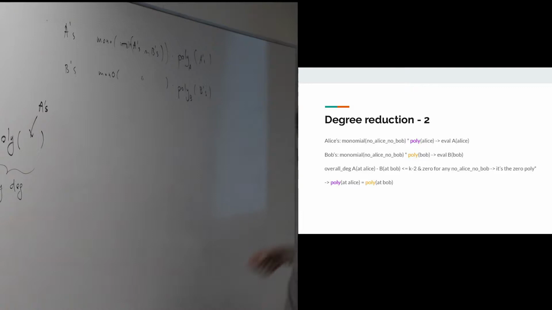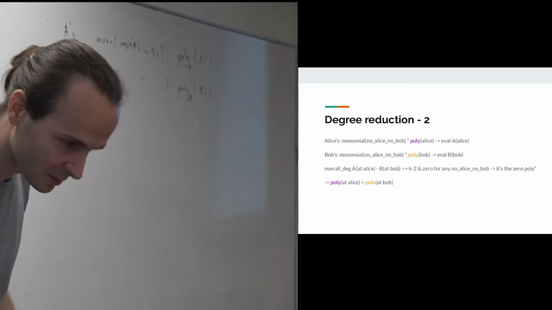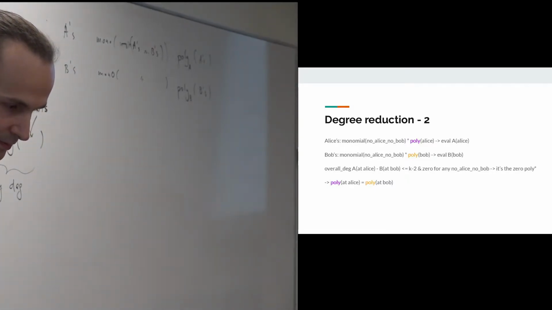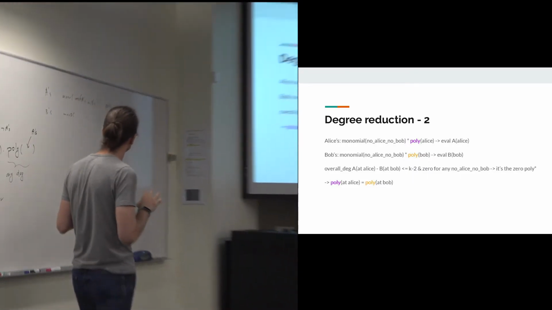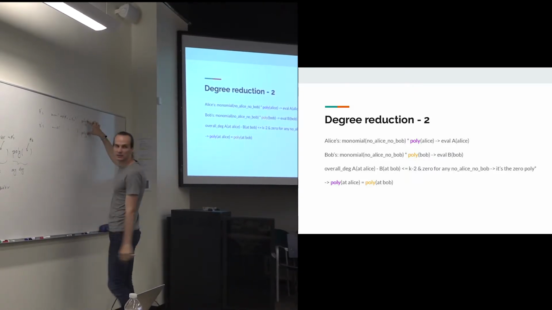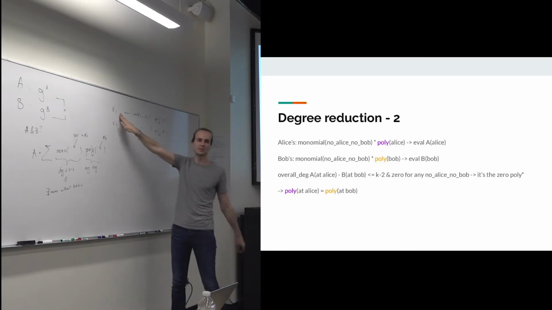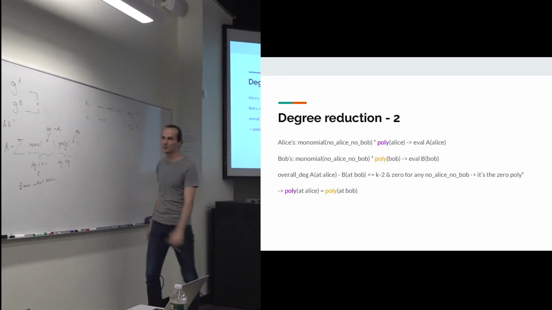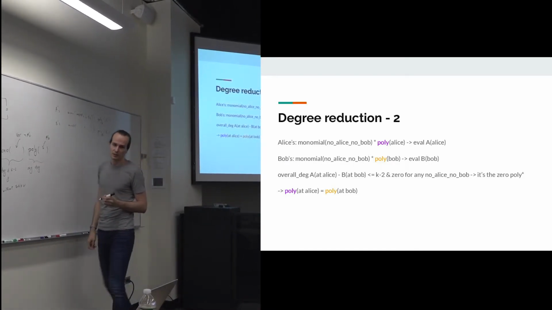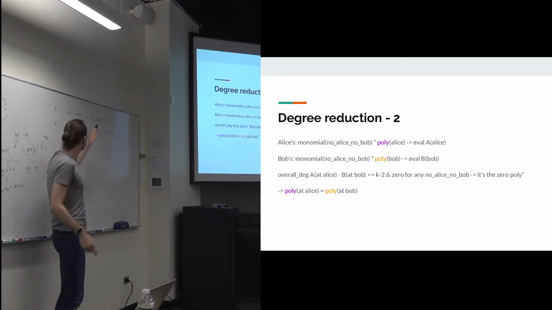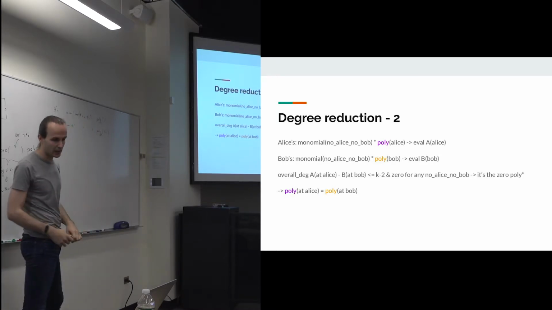I used colors there because I didn't want to deal with subscripts. Okay. So now I'm going to check what happens if I sample Alice's variables, essentially evaluating Alice's polynomial at Alice's variables. So I want to show that these two polynomials are going to be correlated in a way that can be used by the attacker.